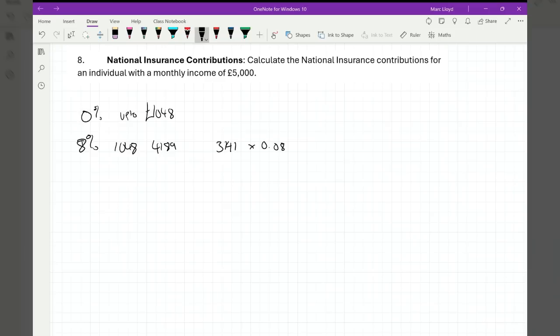And then everything above that is charged at 2%. So 5,000 take away 4,189 gives me 811, and then the 811 is going to be multiplied by 0.02, which is 16.22. We've got 3,141 times by 0.08, which is 251.28. Add them together, and we get 267.5. And that's per month.